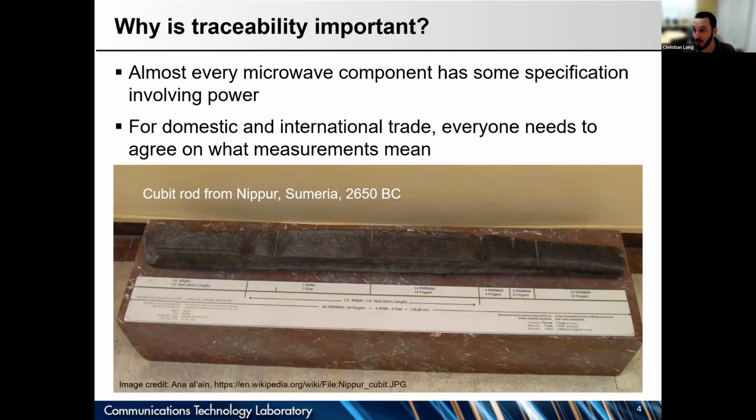So this has been a problem for many, many thousands of years. It's probably as old as trade itself. So this is an example of a length standard that's more than 4,000 years old. So by establishing standards for things like microwave power, we can facilitate trade and drive economic growth.